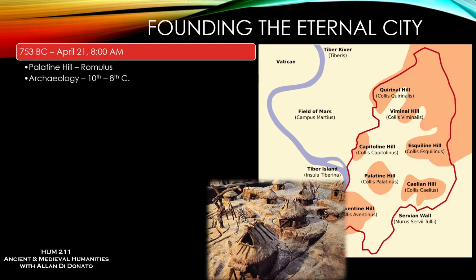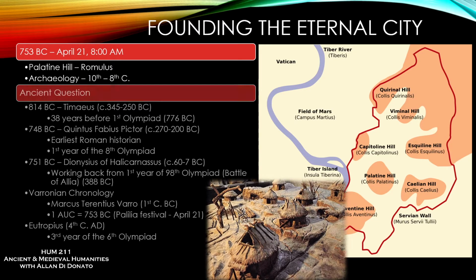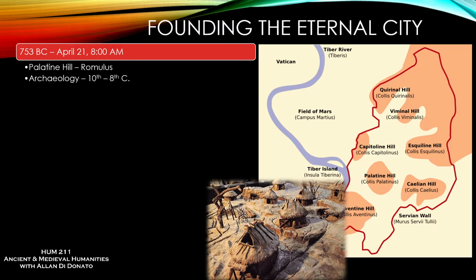The story is that his brother, Remus, starts to mock these small, teeny walls around the Palatine Hill and decides to jump over the walls to make fun of his brother. And as he's laughing at his brother, Romulus, in his anger, turns around and stabs Remus, killing him on the spot. Now, this story is kind of a sad ending for the two brothers, but is in a way for Rome a warning myth.